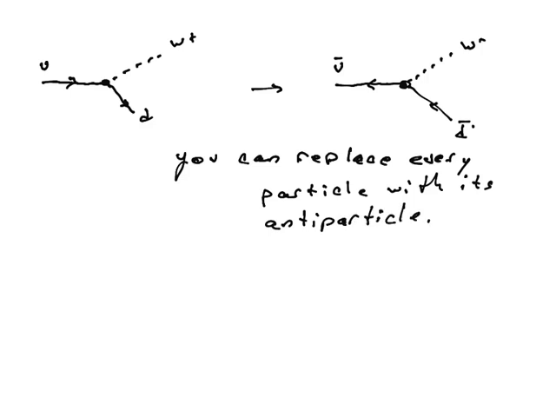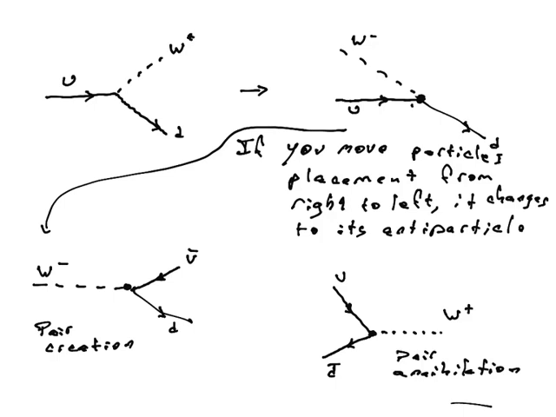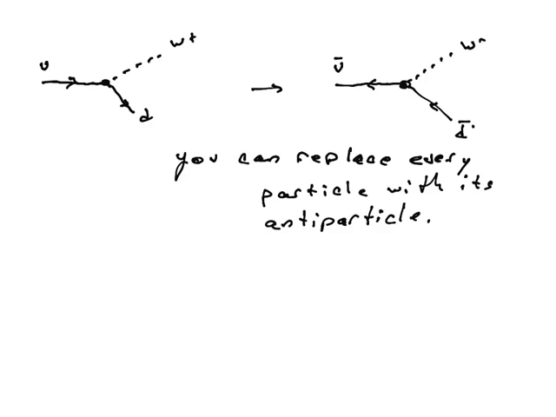And it's still a legal interaction. Okay? So that's another rule. First rule, given a vertex, you can move the lines around, move where the particles are located on the diagram. When you go from one side to the other, you change that particular particle to its antiparticle. Here, you could take an interaction, don't mess with any of the positions, but just change every particle to its antiparticle, and it's still a legal operation, still a legal interaction.